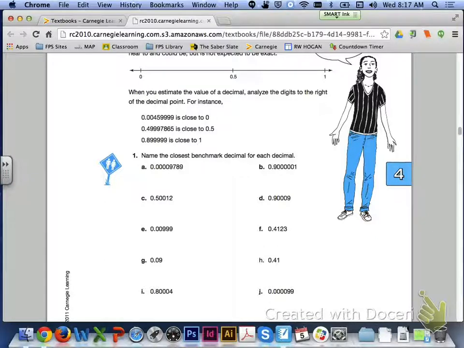When you are looking to estimate the value of a decimal and you are going to be using benchmark decimals, analyze the digits to the right of the decimal point. Take a look at the three examples. You can see how the first decimal is close to 0, that middle decimal is close to 0.5 or 5/10, and that third decimal is close to 1 whole.